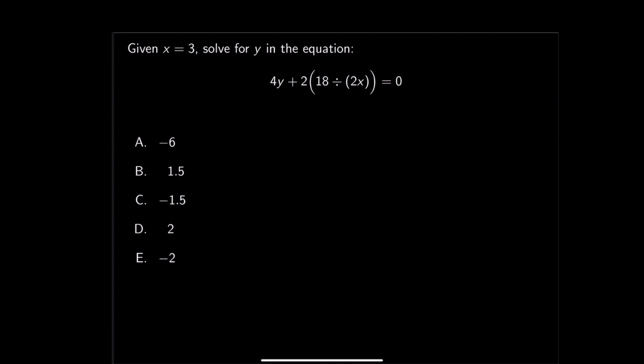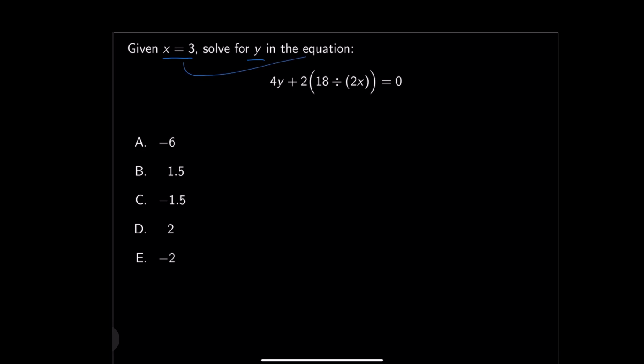In this video, I'm going to show you how to solve a typical question from algebra on the ACT math test. Here's an example. Given x equals 3, solve for y in the equation 4 times y plus 2 times 18 divided by 2 times x equals 0.